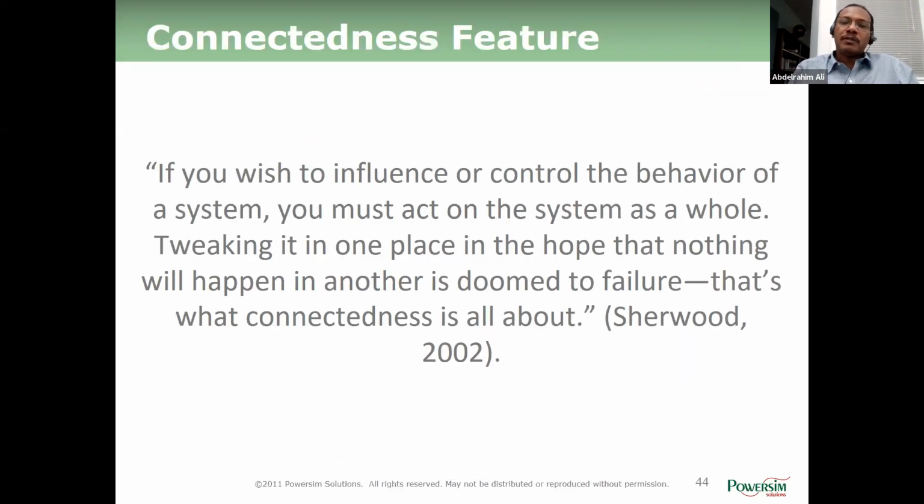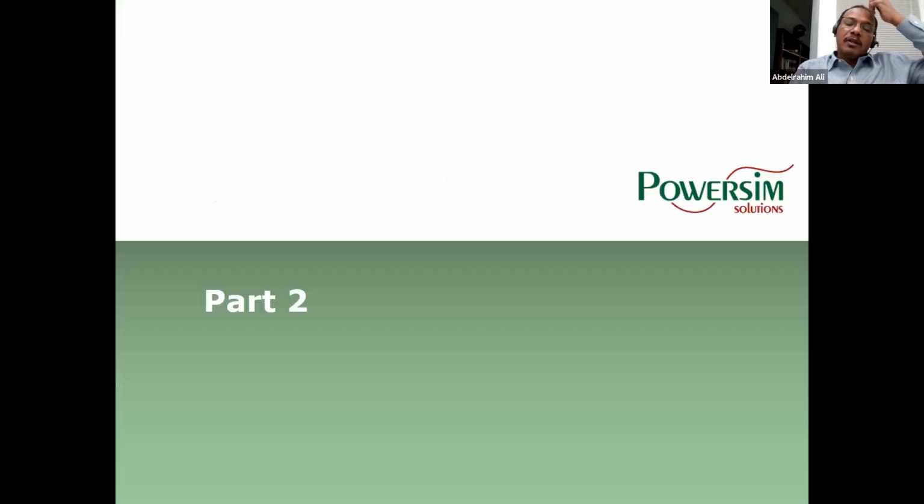So if you wish to influence or control the behavior of the system, you must act on the system as a whole. Tweaking only part of it and hoping that this will change things is just doomed to failure. That is why connectedness is all about this change of thinking.